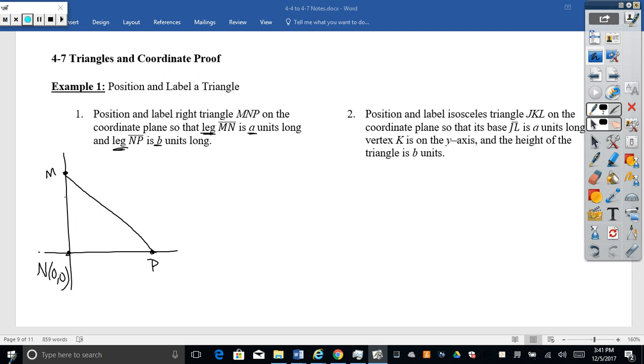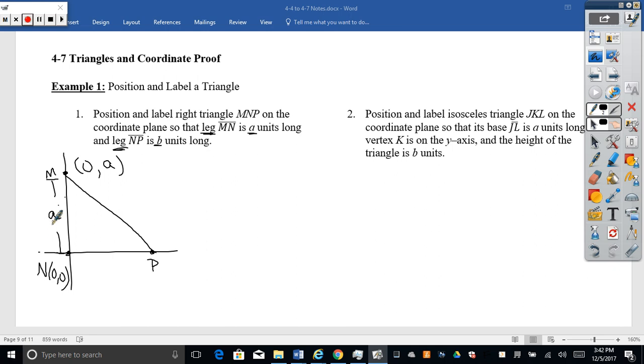Now, as far as the ordered pairs for M and P, these two here, let's go ahead and do this. Since the length of MN is a units, let's show this as an a. And so the ordered pair for M, if this is a units up, now that's the y value, right? It's up a units. So the y value would be a, and I'm not going anywhere on the x-axis, it would be 0. Now if you're having a hard time seeing or understanding that, here's what I want you to think about.